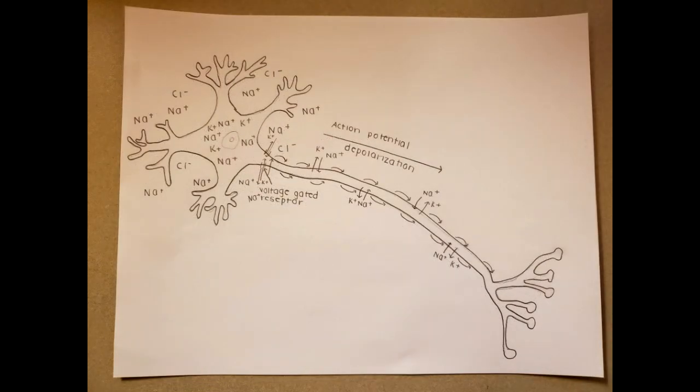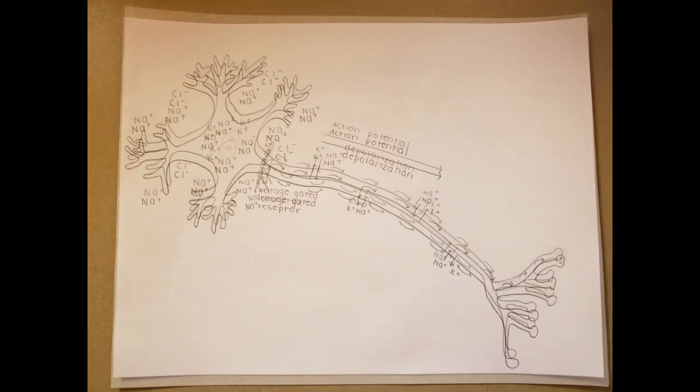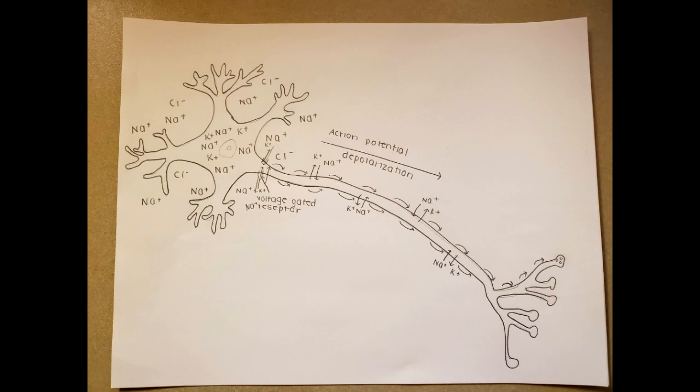These voltage-gated channels will then cause neighboring voltage-gated channels to open, propagating the signal down the axon. This is known as depolarization, and it will occur until the membrane potential has reached 30 millivolts. Once the action potential reaches the axon terminal, it will trigger the release of a neurotransmitter.